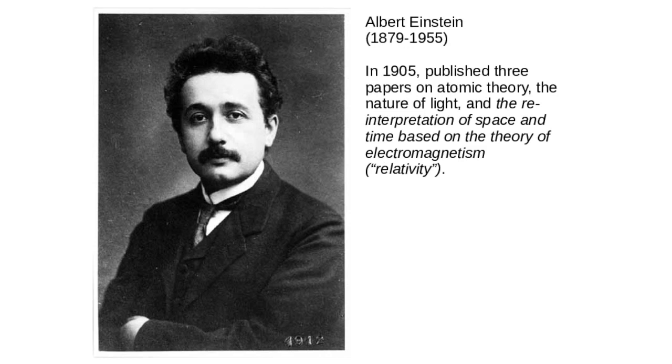And it was this guy, Albert Einstein, who lived from 1879 to 1955, who in 1905 published three papers: one on the theory of atoms, the atomic theory, one on the nature of light, and one reinterpreting space and time based on the theory of electromagnetism. So Einstein took the radical idea that electromagnetism has the correct description of space and time and motion, and that it's Newton's laws that are incomplete. That is not what most people were doing, okay? So he ran with that.